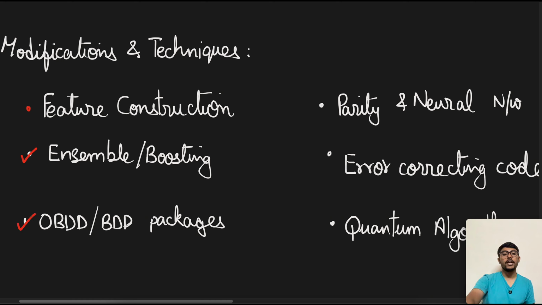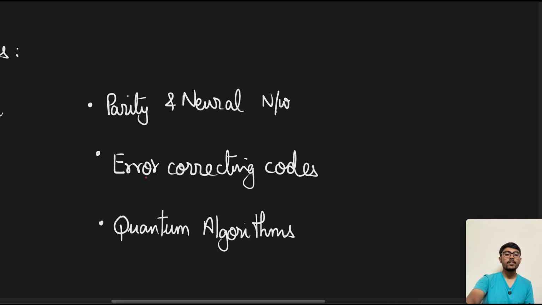Then we saw OBDD and BDD packages. It is the same, only ordering is present in one. They are used to compactly represent symmetric Boolean functions. Then there is parity and neural networks. For some neural learners, it is a bit difficult to learn. Why? Because a single layer perceptron cannot learn parity. We need deep neural networks or higher degree polynomial kernels that can represent parity.